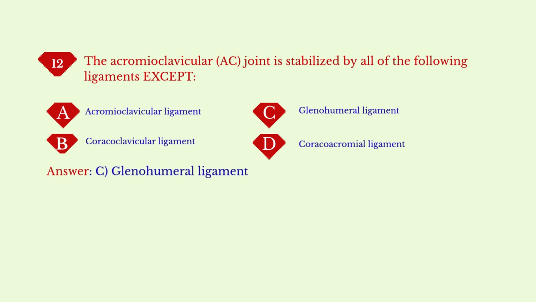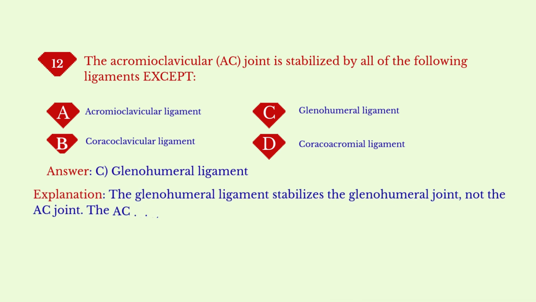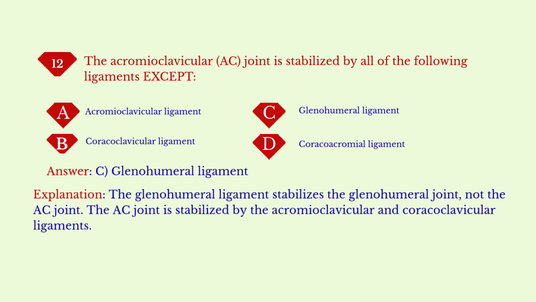Answer: C. Glenohumeral ligament. Explanation: the glenohumeral ligament stabilizes the glenohumeral joint, not the acromioclavicular joint. The AC joint is stabilized by the acromioclavicular ligament and the corticoclavicular ligament, along with the coracoacromial ligament.